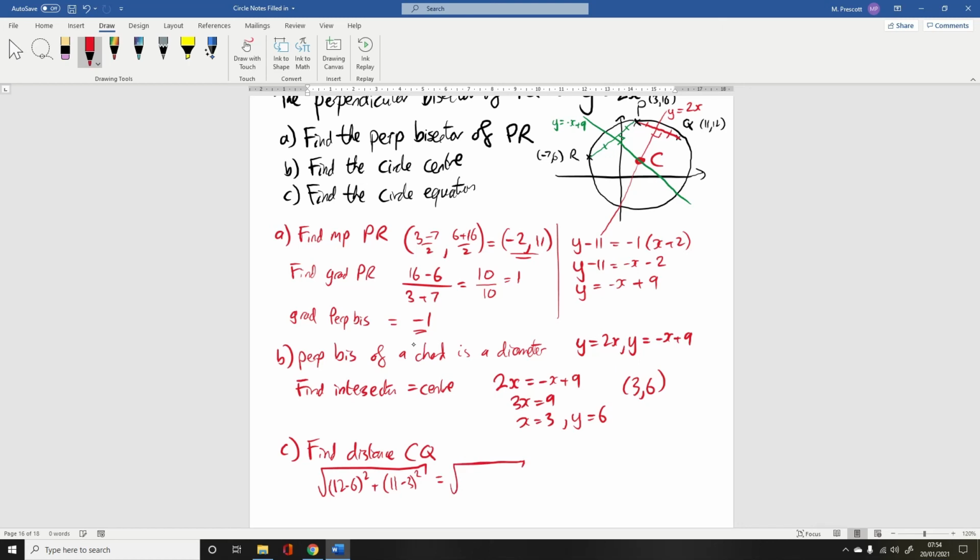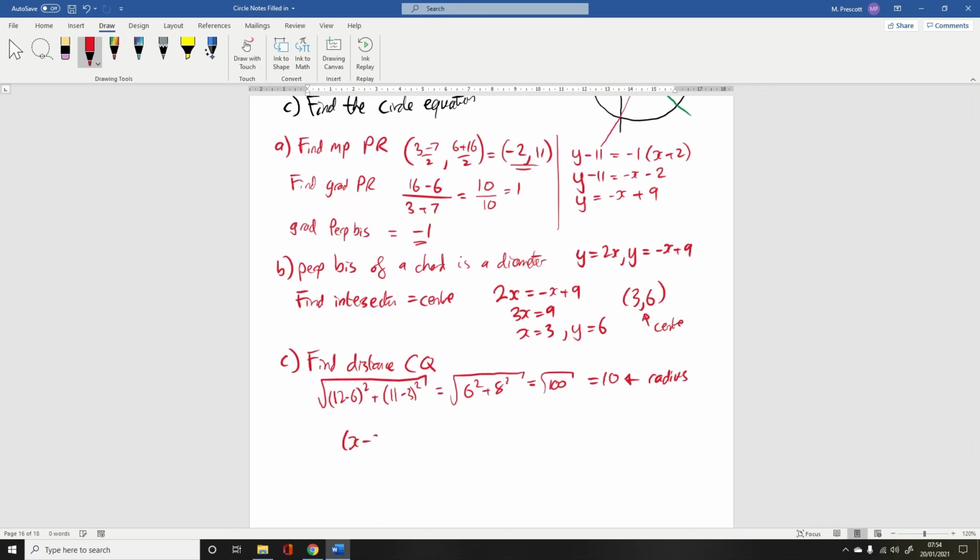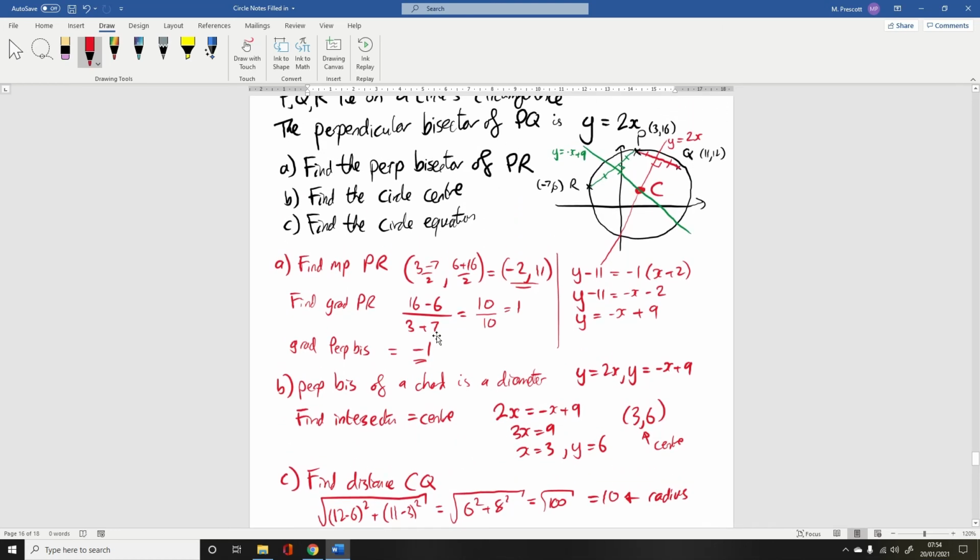which would give us 6 squared and 8 squared. It's going to be our old friend, the Pythagoras triple, that one. 36 and 64 is 100. So the distance CQ is 10, and that is the radius of our circle, because it was the distance from the centre to the outside. And as said before, this is our centre. So if we want to find the equation of the circle, well, we've now got everything we need. (x minus 3) all squared plus (y minus 6) all squared equals the radius squared, equals 100. Job done. Again, really important point here, sketch it and all will become clear.